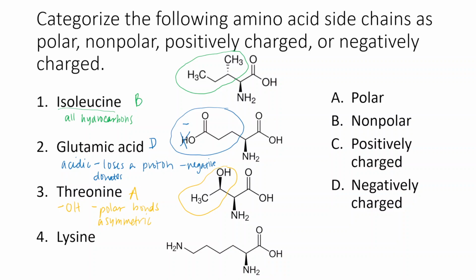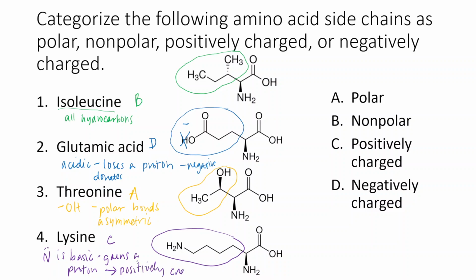Okay, so our last one is lysine. So here's our lysine side chain. What would we have for lysine? Yeah, lysine will be positively charged. So that nitrogen, the lone pair, is basic. It gains a proton, so it is positively charged.